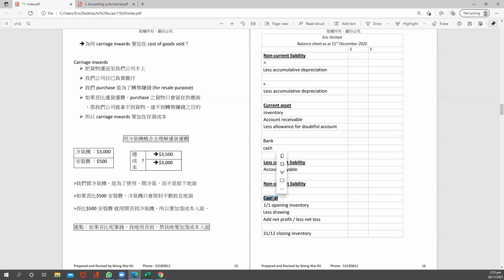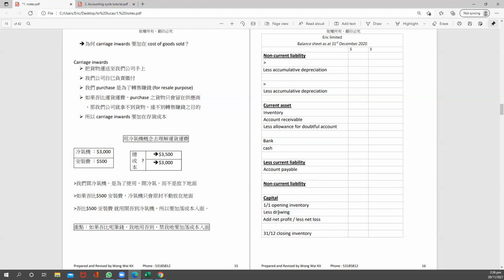It just records how much the owner contributes to the company. Do you know the opening capital? Sorry, this is a typo, this is opening capital. Do you know what's the meaning of opening capital? The capital when the owner starts the business. Yeah, very good.